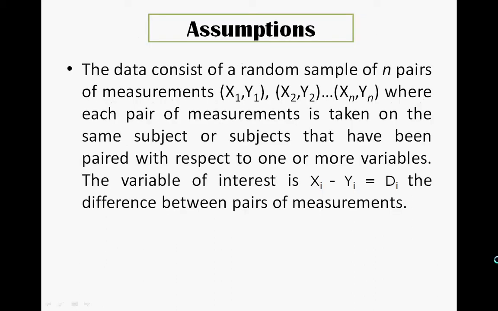The assumptions: firstly, the data consists of a random sample of n pairs of measurements x1, y1, x2, y2, until xn, yn, where each pair of measurements is taken on the same subject or subjects that have been paired with respect to one or more variables. The variable of interest is xi minus yi equals di, which is the difference between pairs of measurements.